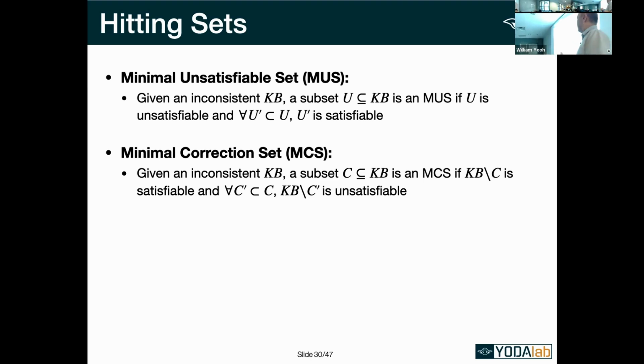In diagnosis, there are these two notions of MUS and MCS that are popular. MUS is minimal unsatisfiable set. It's basically, given an inconsistent knowledge base, what is the smallest subset that is still inconsistent? And MCS is, given an inconsistent knowledge base, what is the smallest subset that I need to remove from the set such that the complement, the remainder of that set, is now consistent? So how do you fix it, right?